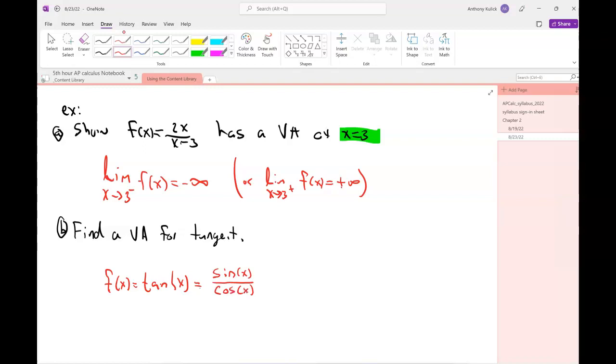This is a fraction, right? So whenever cosine is 0, we're potentially going to be having a vertical asymptote, right? When is cosine equal to 0? That's the first place on the unit circle. Oh no, not pi. Pi over 2. Yeah, there we go. And 3 pi over 2.